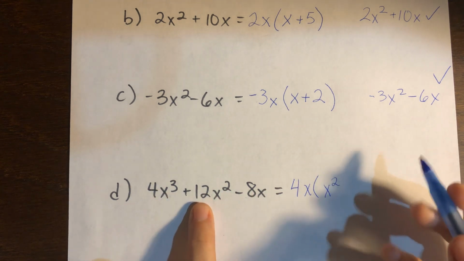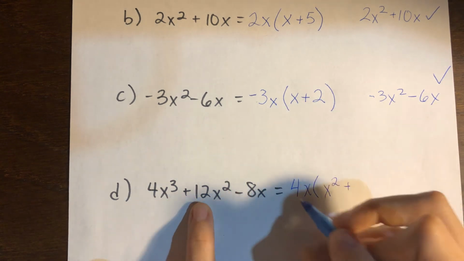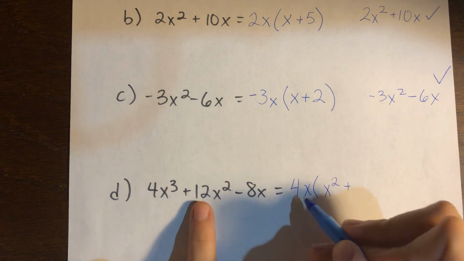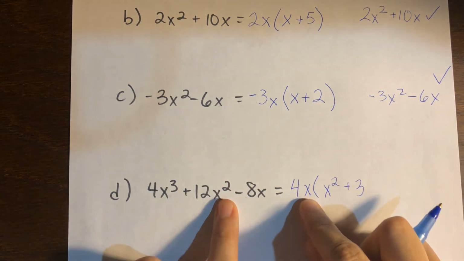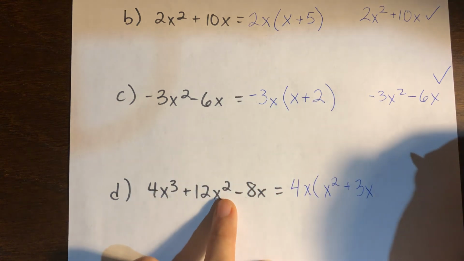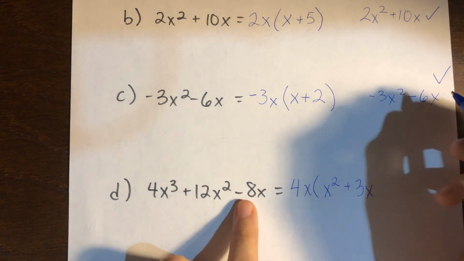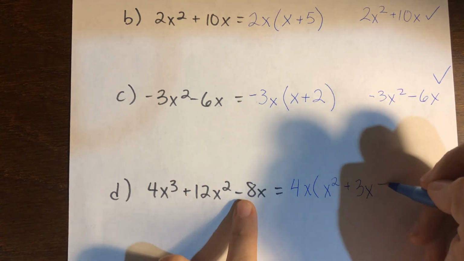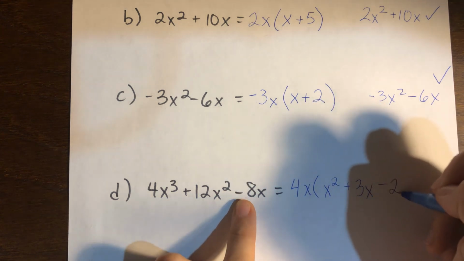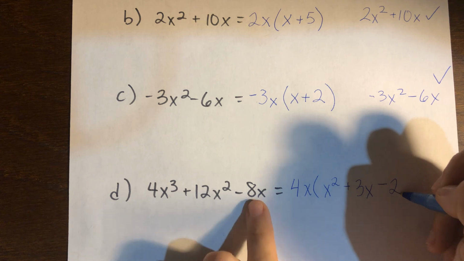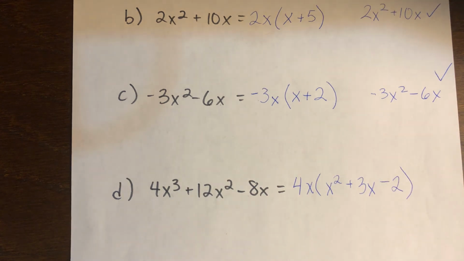Then we have 12x. We take a 4x out. 12 divided by 4 is 3. X squared divided by x is x. And then the last one, we have negative 8, so we know this is going to be a negative. Negative 8 divided by a positive 4 is a negative 2, and we pull the x out, so just close it off like that.